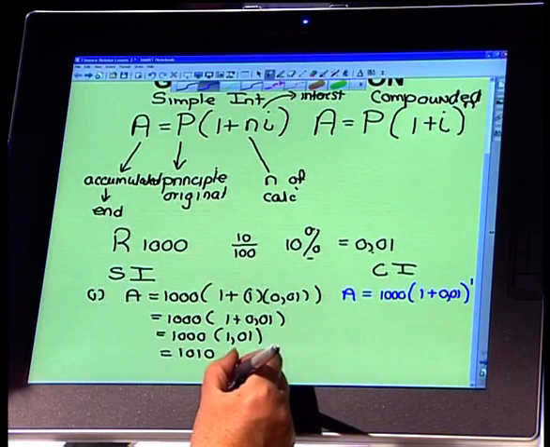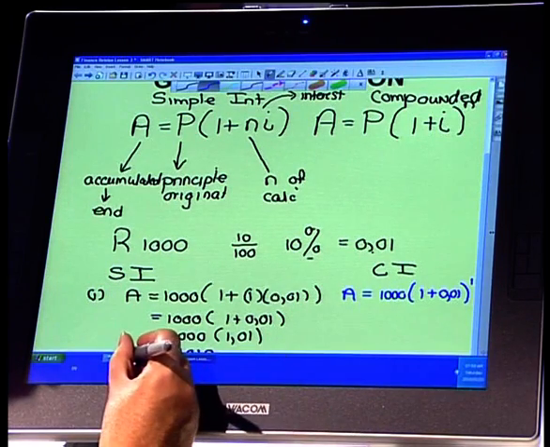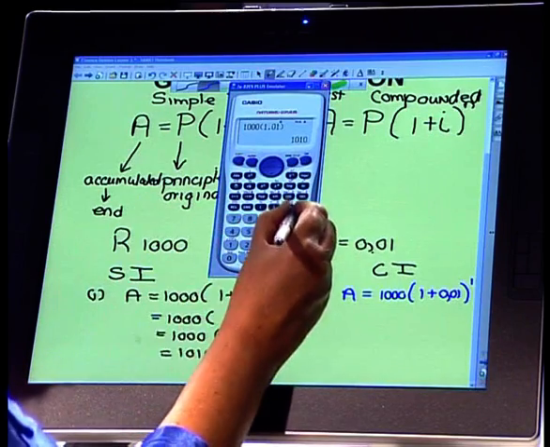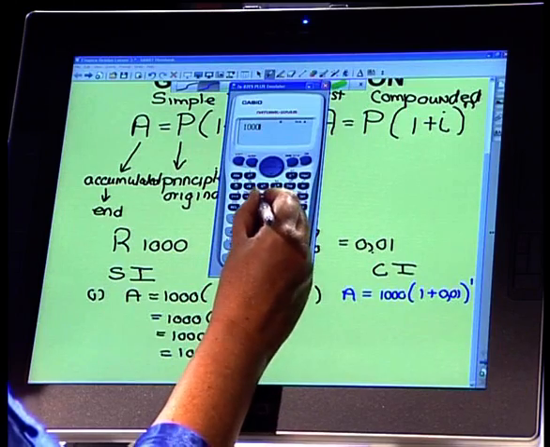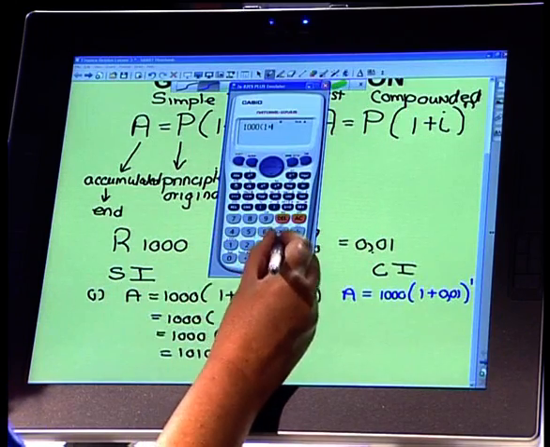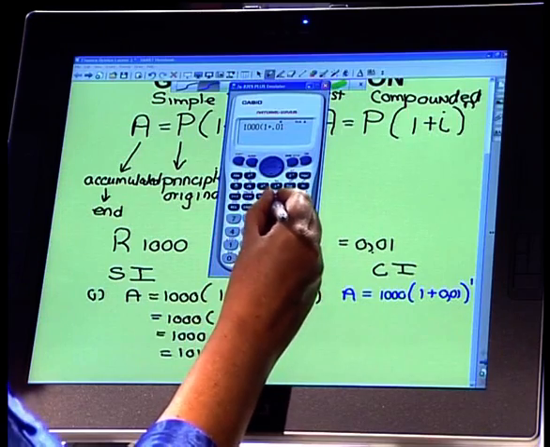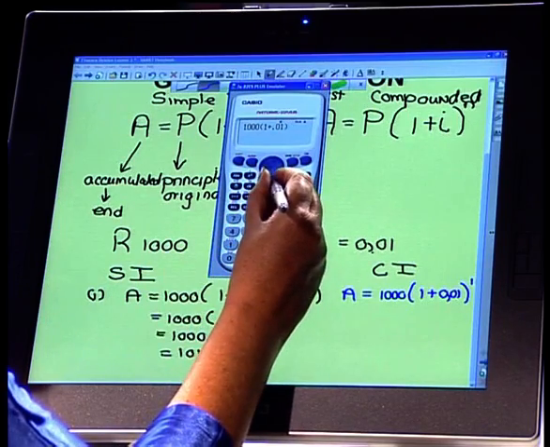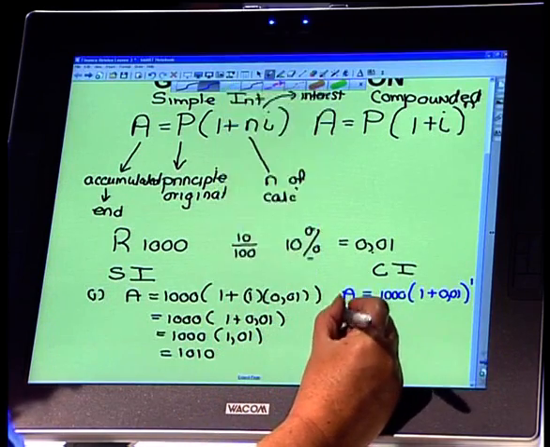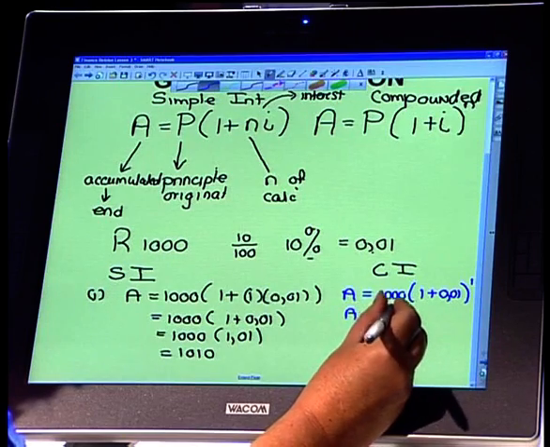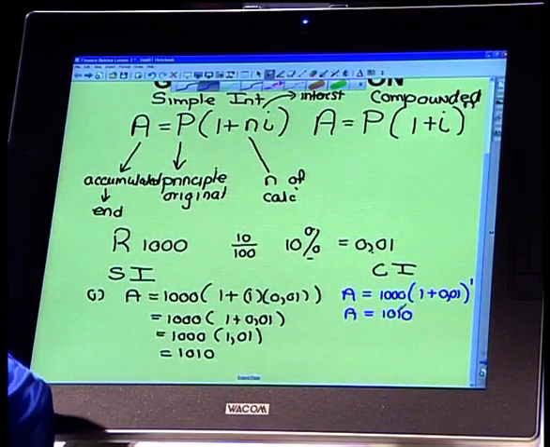Now, if we pull up our calculator and we input this, so let's clear it. It's 1,000, open the brackets, 1 plus 0.01, close the brackets, raised to the power 1, which we don't even have to really do, but let's be good. And oh dear, we see that we get exactly the same amount. All right, so you might say to me, well, what is the difference? Let's talk about it. Let's see what happens now after 2 years.